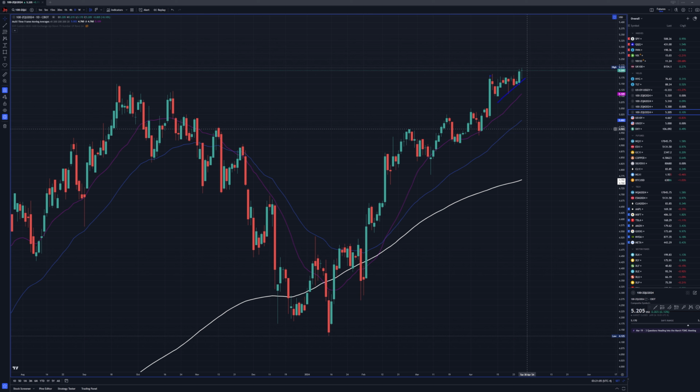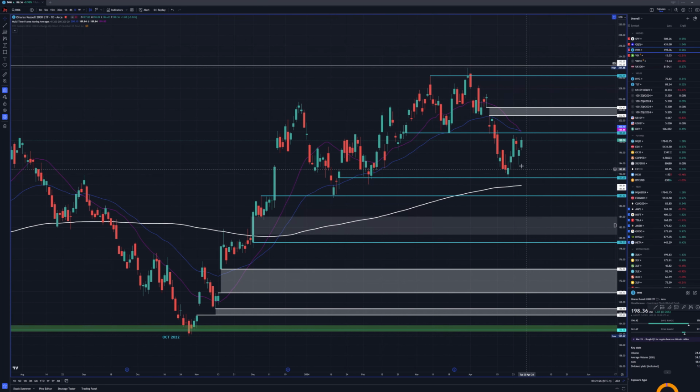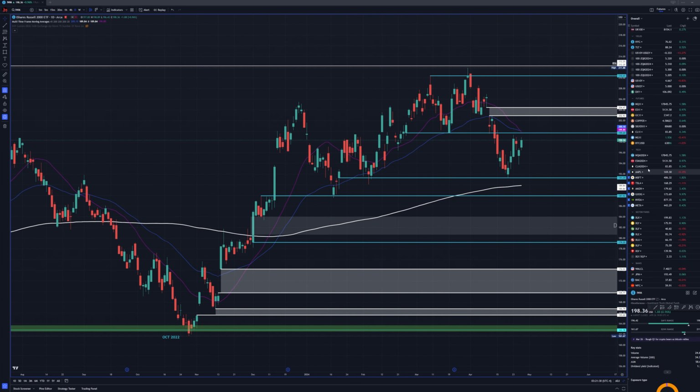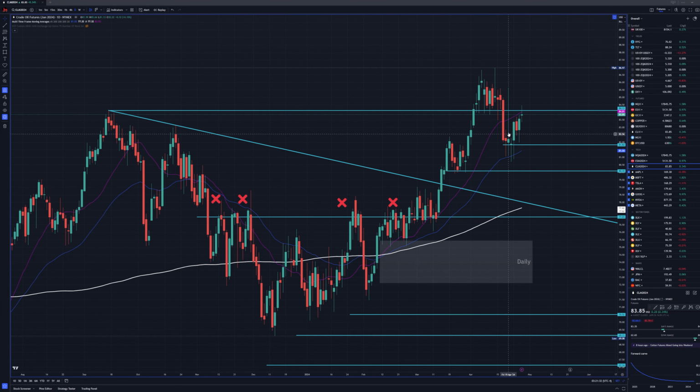Look at this. This is the September interest rate futures at 5.20. Obviously, no interest rate cuts. And Russell bounced also, but apart from dollar and yields, we have crude oil also creeping higher.